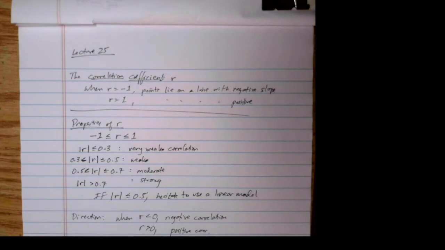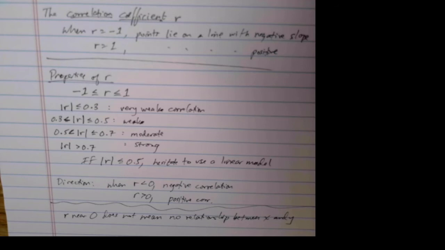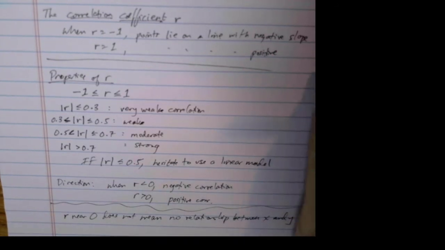Let me say a couple things. I'll do a couple examples in a minute, but I need to say a little bit more about this stuff. First of all, r near 0 does not mean that there's no relationship between x and y. It simply means that there's no linear relationship.